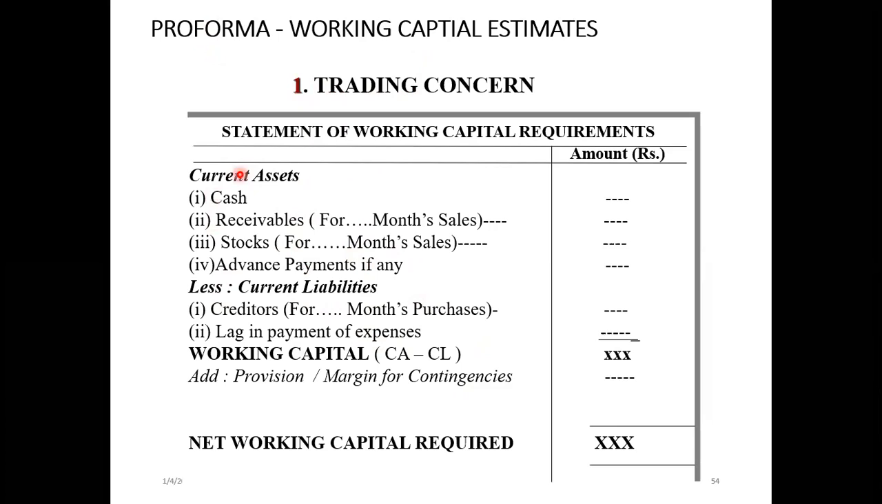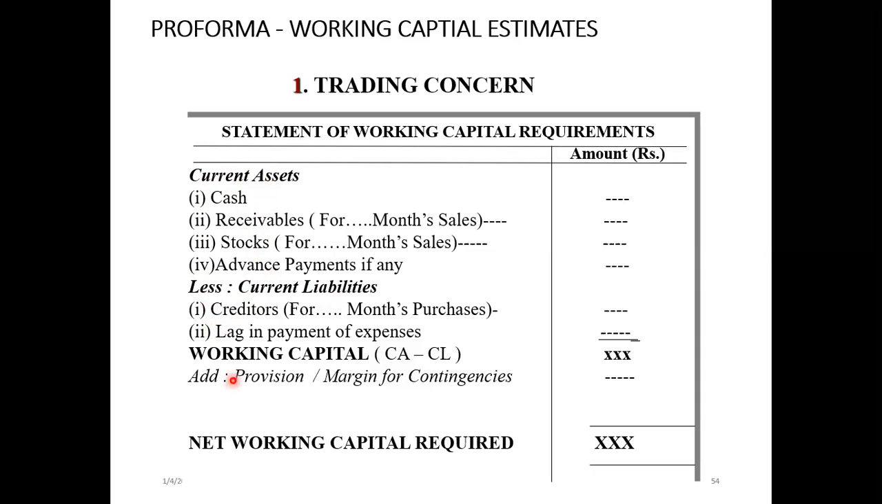So what are the elements in current assets? Normally we can find cash balance under current assets, receivables for how many months of sales, say 4 months' sales or 2 months' sales, stocks, right? And advance payment, if any. So this amount equals current assets, and we have to deduct current liabilities. Under current liabilities, we can find creditors and lag in payment of expenses, say wages payable, right? Electricity payable, like that. Then we deduct current liabilities from current assets.